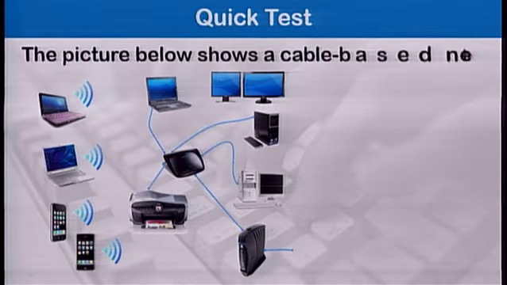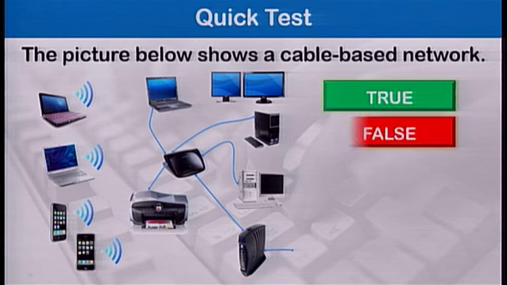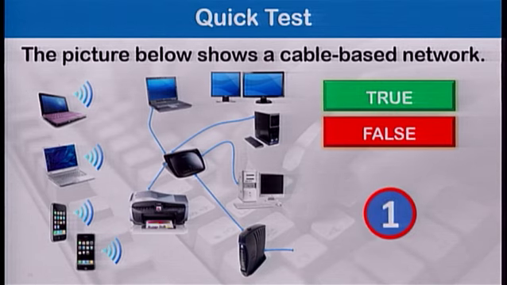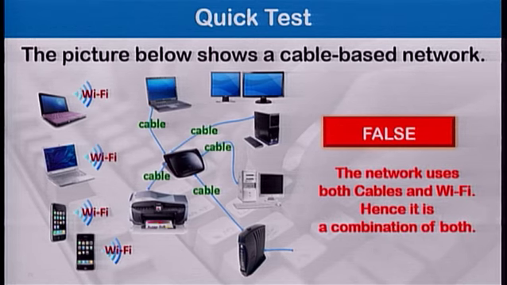We continue with some true-false type questions. The picture below shows a cable-based network. Is this statement true or false? False, because the network uses both cables and Wi-Fi. Hence, it is a combination of both.